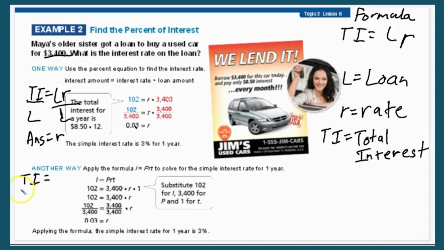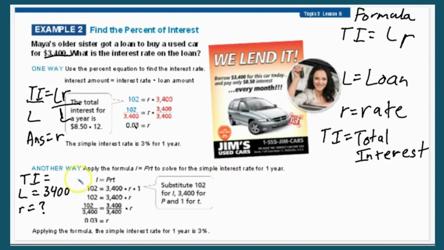We know the loan, the L, is $3,400. She got a loan for a used car for $3,400, so $3,400. And we are looking for the R. So looking for the R, we will solve for the R and that's it.